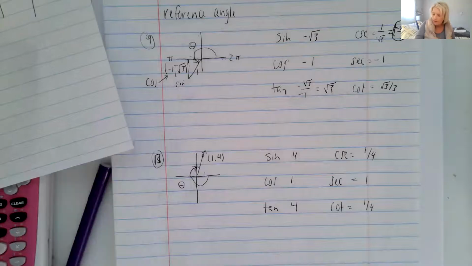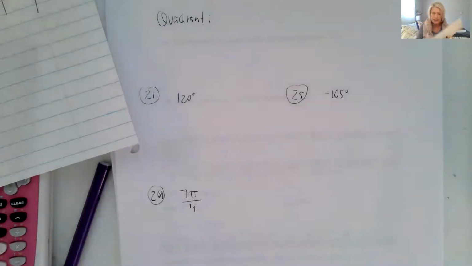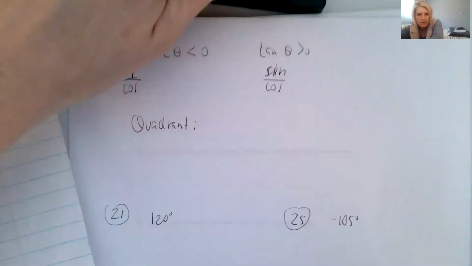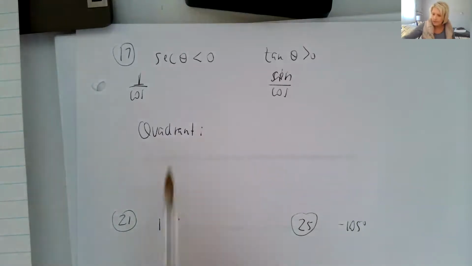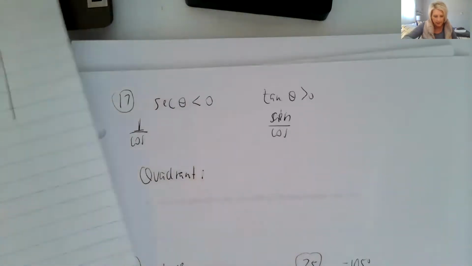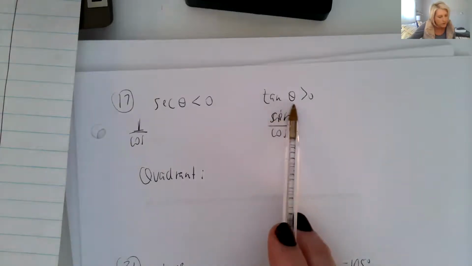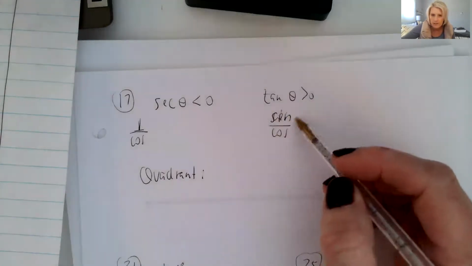Okay. Let's look at number 17. They gave us that the secant of the angle has to be less than 0. So secant has to be less than 0. And the tangent has to be greater than 0.